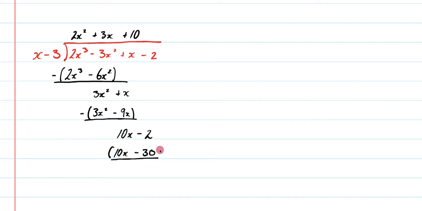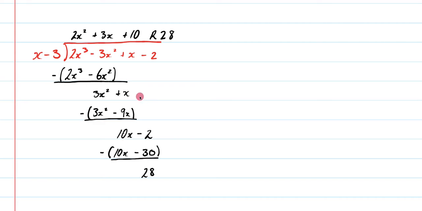Then you subtract: 10x minus 10x is 0. Negative 2, negative is positive, so this is going to become 28. Now, once I'm at this stage, I realize that x and 28 aren't going to be able to be divided. So that means I'm going to be left with a remainder of 28.